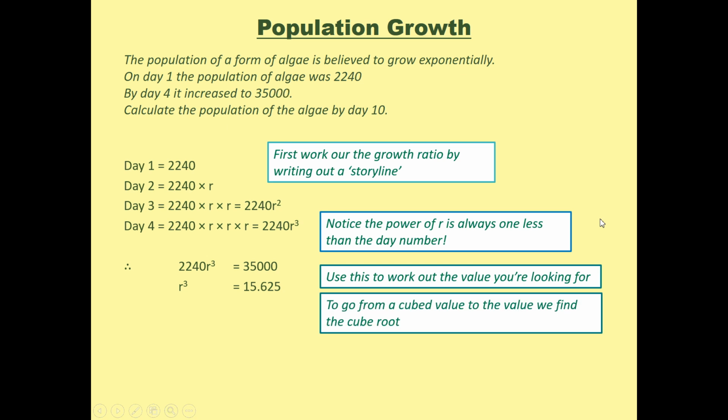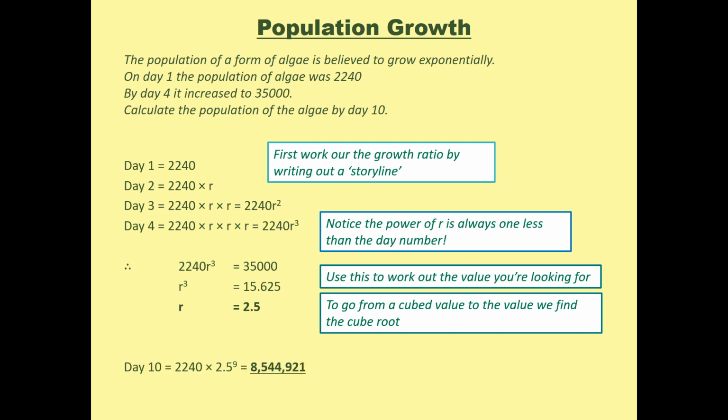And to go from a cubed value to the value, we find the cube root. If it was R to the power of 5, we'd want the 5th root. If it was just R squared, we'd want the square root. And that tells us then that R is 2.5. So the multiplier that's being used is 2.5.